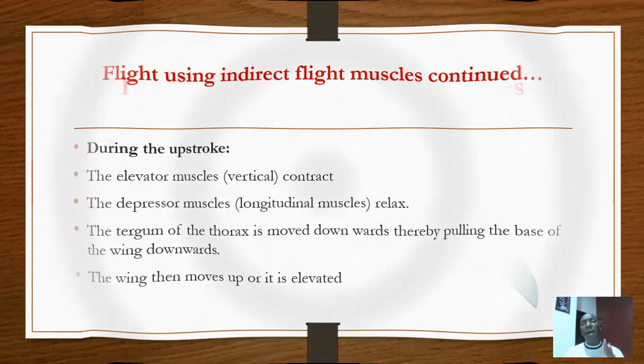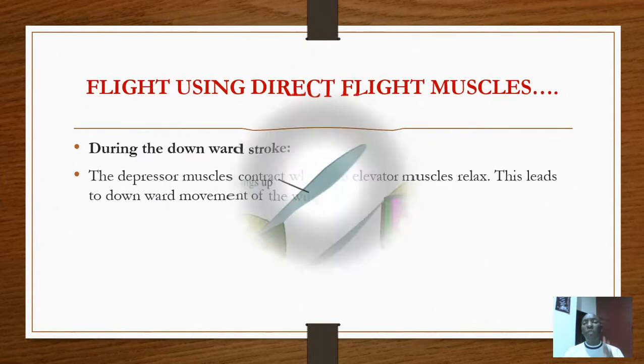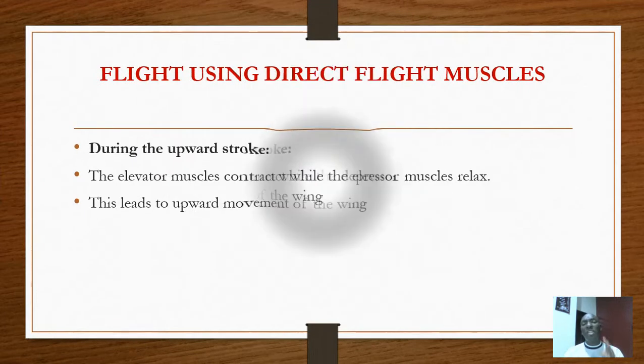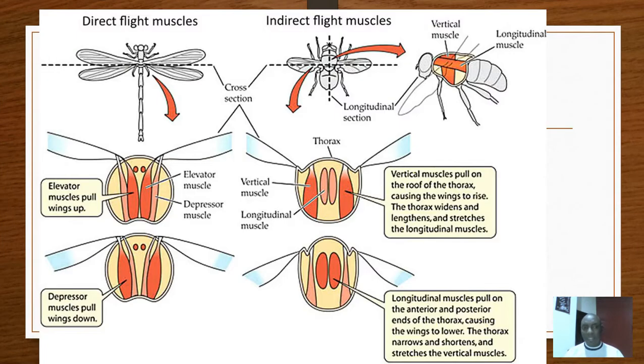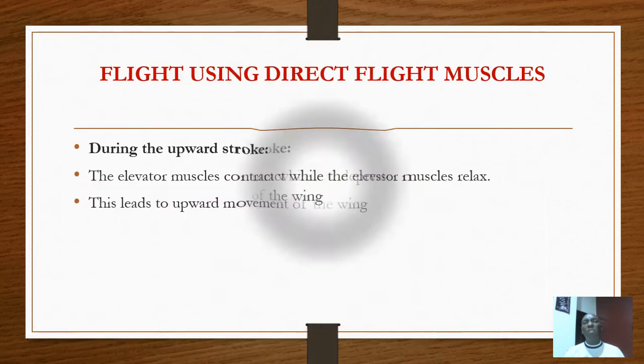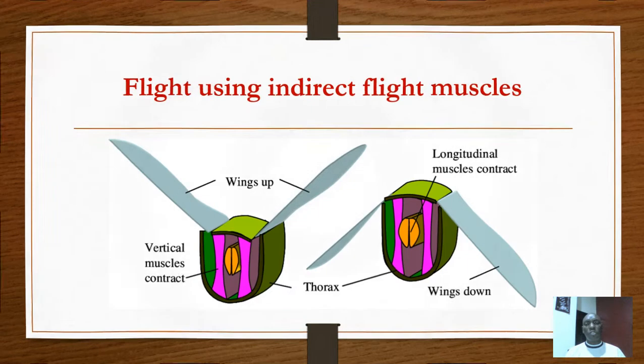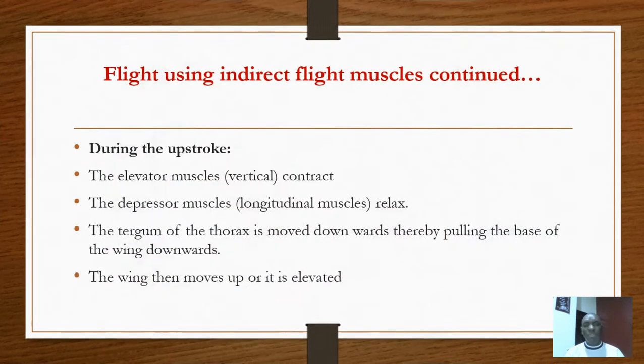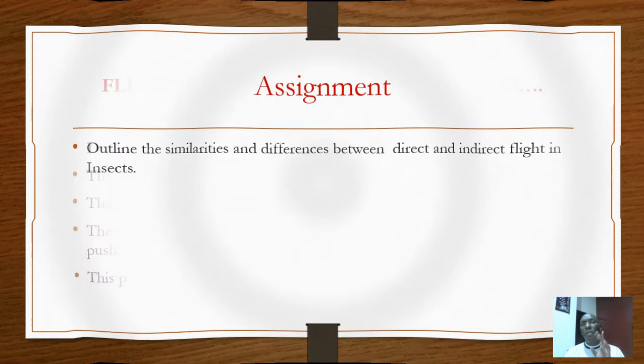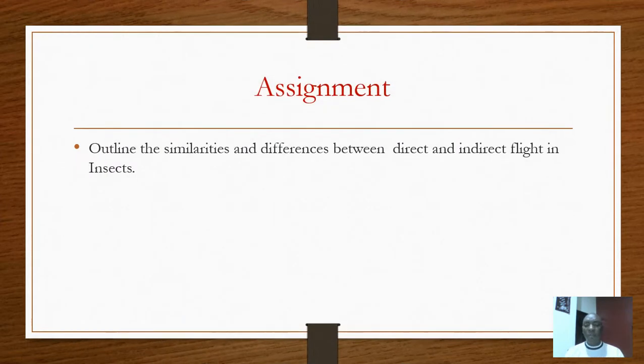Not forgetting that the main difference comes in when we talk of the position or the point of attachment of the muscles. Directly to the wings. Indirect, the muscles attached to the thorax, and then the wings are attached to the thorax. Therefore, in direct, muscles move the wings directly. In indirect, muscles move the thorax that in turn moves the wings. So that is about locomotion in insects. Remember, we said they move by walking or by flying, direct or indirect flights.